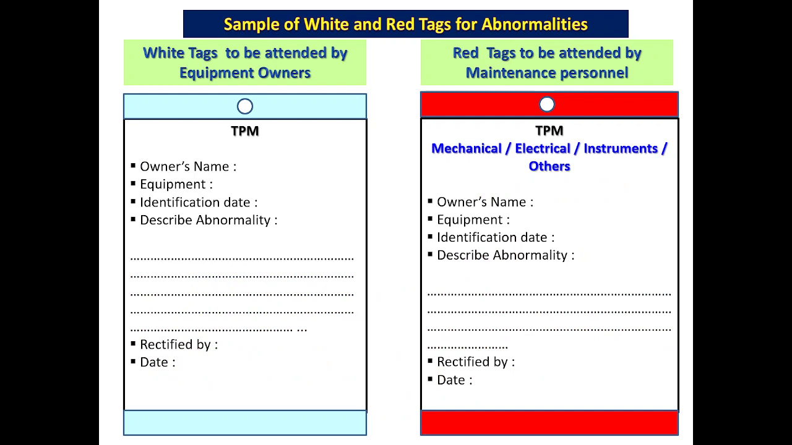These are samples of white and red tags for segregating the abnormality. After filling the necessary details, they are to be displayed near the areas where abnormalities have been identified in the machine. When the abnormalities are attended and eliminated, then only these tags can be removed. If abnormalities are not resolved in reasonable time, then such abnormalities are to be highlighted in the production or HOD meetings. In these meetings, target dates and responsibilities will be fixed by higher authorities.